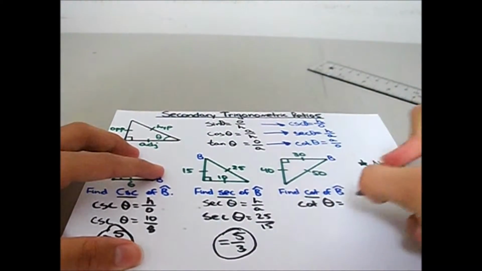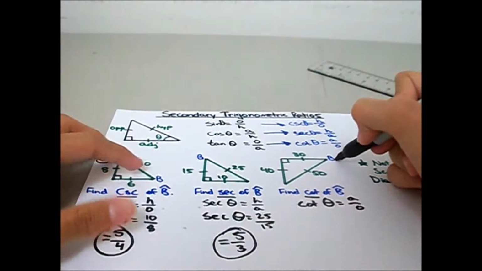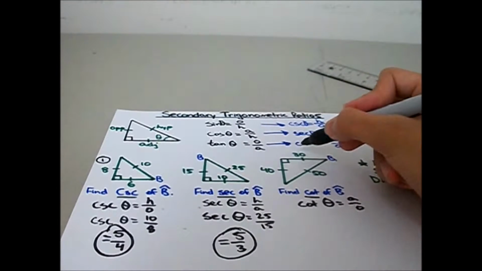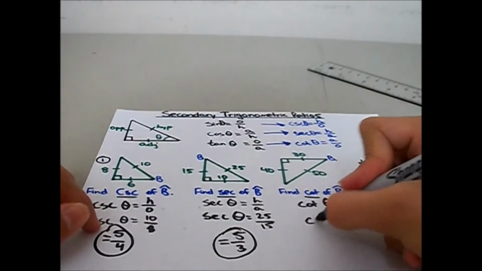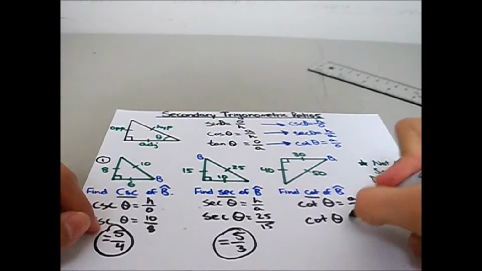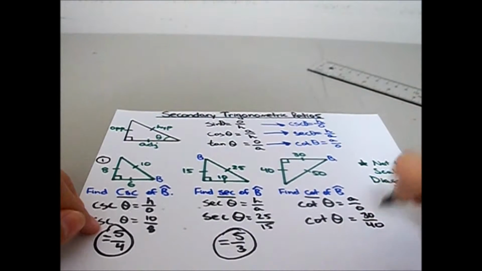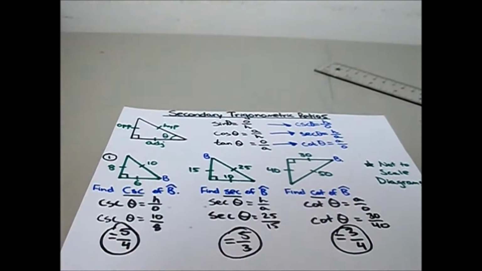And the last one, find the cotangent of angle B. Write the formula. There's our angle over here. Its adjacent will be 30 and its opposite will be 40. Simplify it to 3 over 4. And there we go.